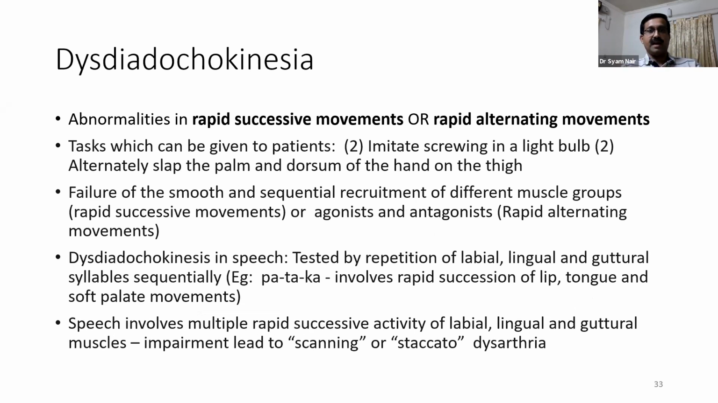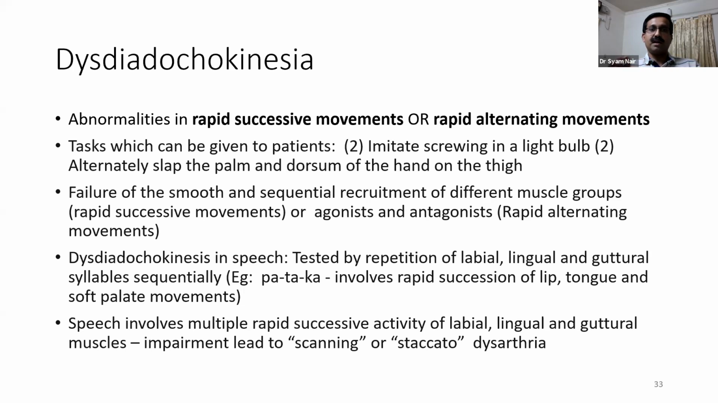So these movements become erratic, or switching between agonist and antagonist will not happen smoothly. That is what happens in rapid alternating movements. Dysdiadochokinesia is not confined to movements of the limbs. It can happen in speech also. And this is tested by repetition of labial, lingual, and guttural syllables. Pa is a labial syllable, ta is a lingual syllable, and ka is a guttural syllable.